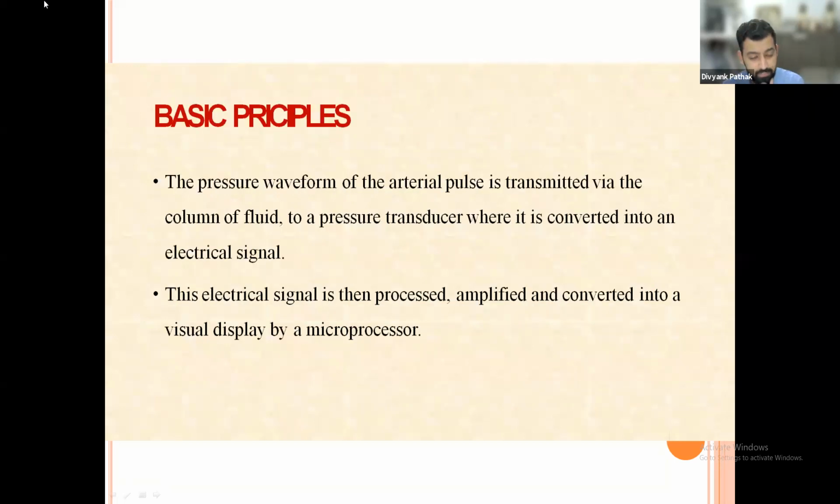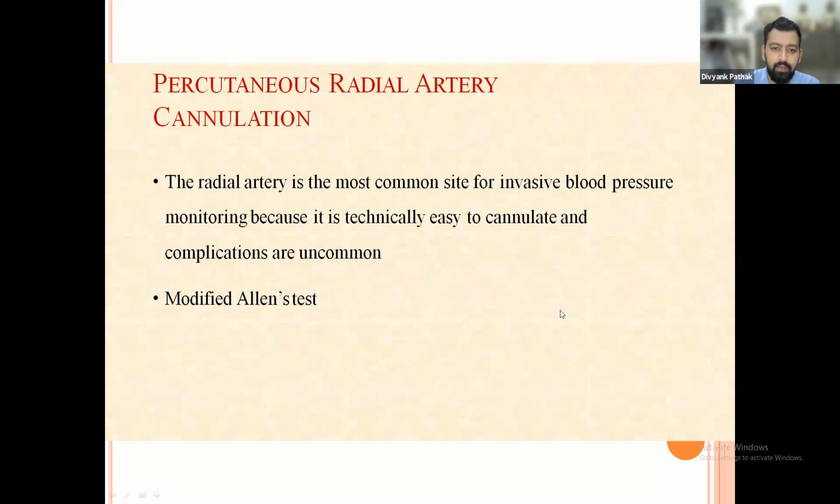So the basic principle is that the pressure waveform of the arterial pulse is transmitted via the column of fluid to the pressure transducer, where it is converted into an electrical signal. So the pressure waveform from the arterial pulse is transferred through a fluid to a sensor, which converts it into an electrical pulse, which we see in the monitor. This electrical pulse is processed and amplified and converted into a visual display by a microprocessor. The radial artery is the most common site for invasive blood pressure monitoring.